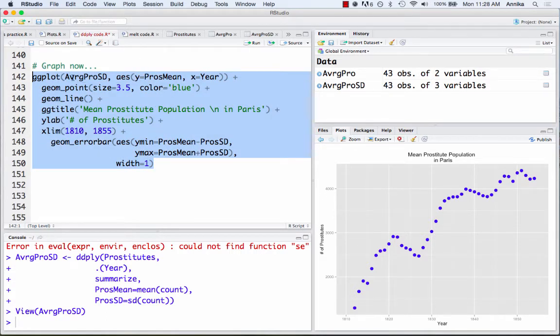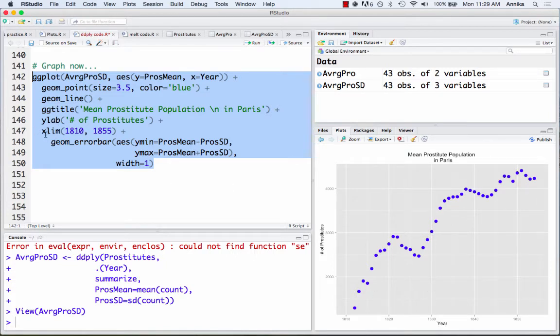So we've got our new data frame with the standard deviations. We've got the y-axis as the means, x is the year. It's a scatter plot, so we want geom_point with size being 3.5 and the color being blue. And we're actually going to make it a line graph as well, just for kicks kind of. So we'll add on geom_line. We're going to add a title and a y-axis label. We don't need to change the x-axis label because it's just year.